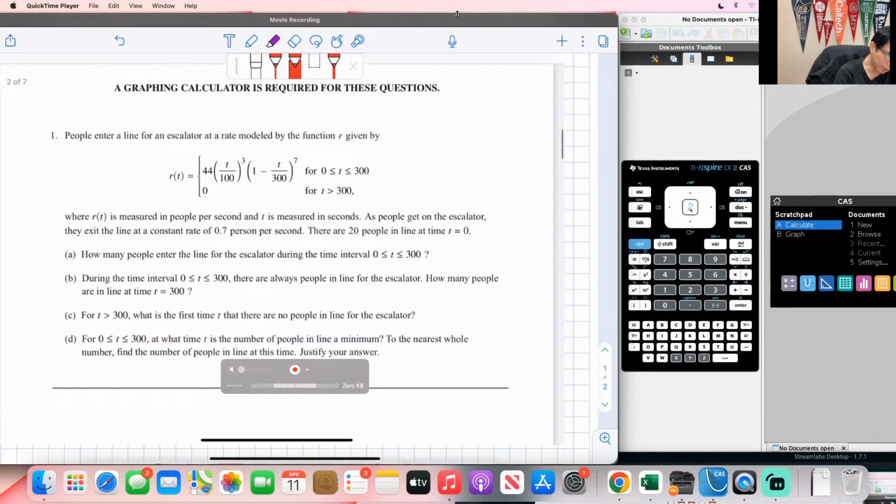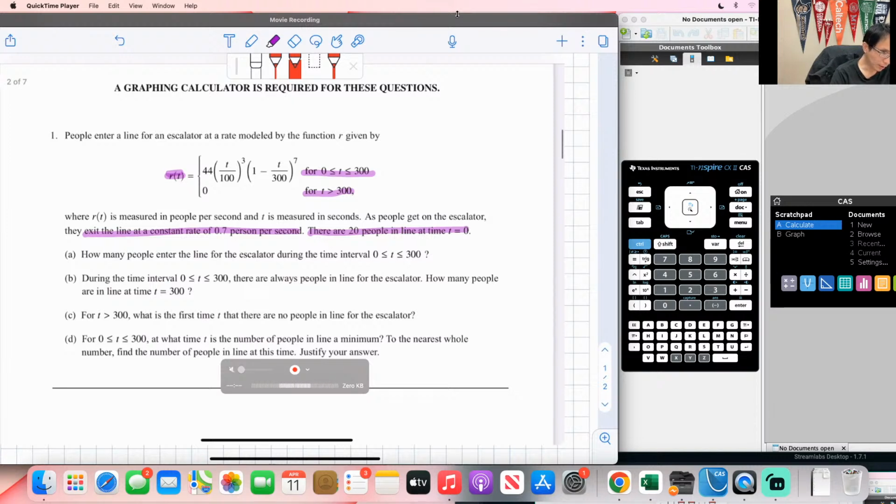So the things you should read is this part, this domain right here. And this is the equation, and it's given by two functions. If it's greater than 300, then it's going to be 0. If it's less than 300, it's going to be this. So those are the things that you should pay attention to. Of course, this is the initial condition, and R of t is this one, and people exit the line at a constant rate of 0.7 people per second.